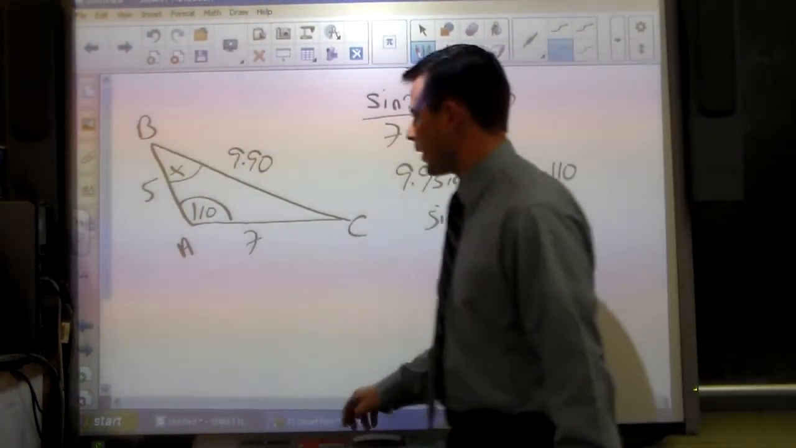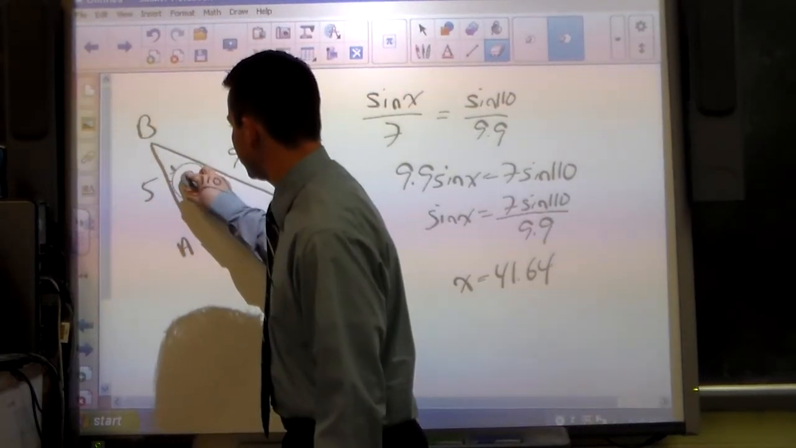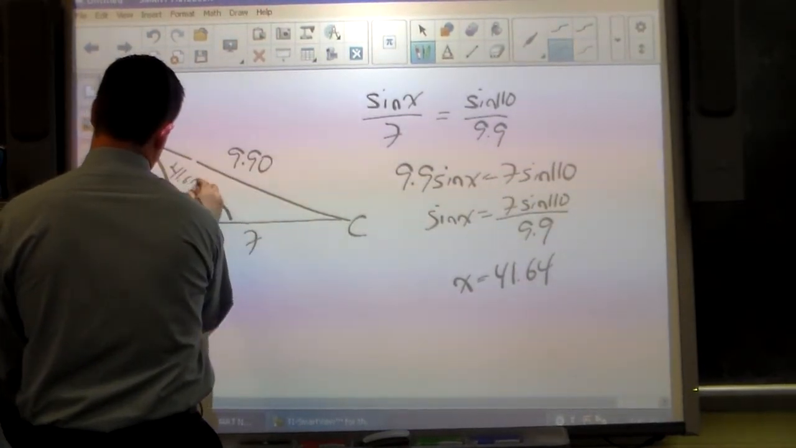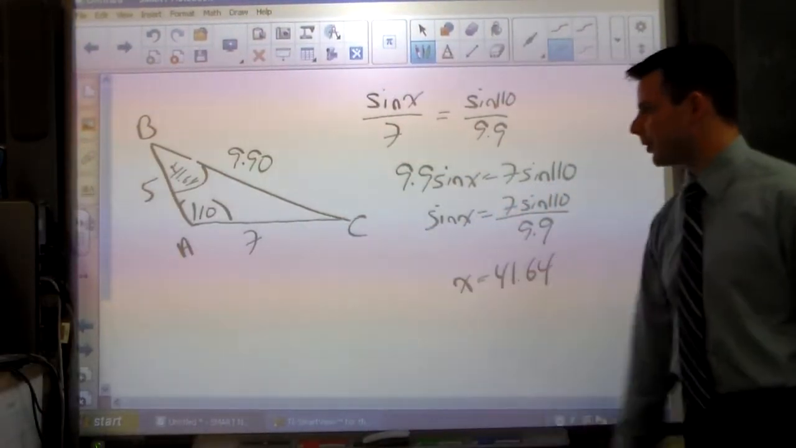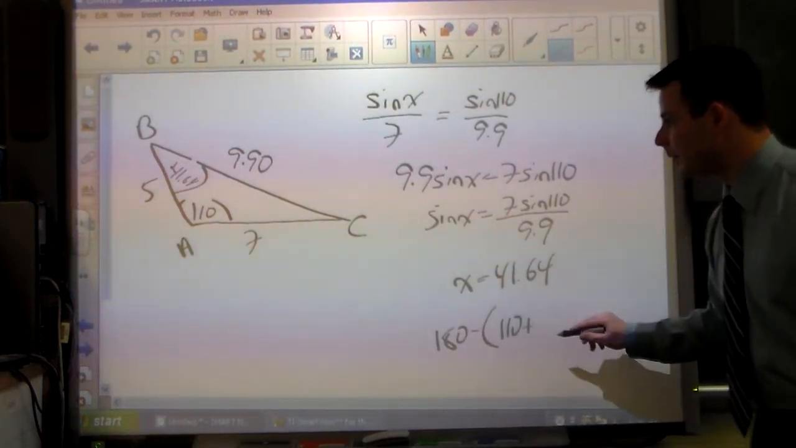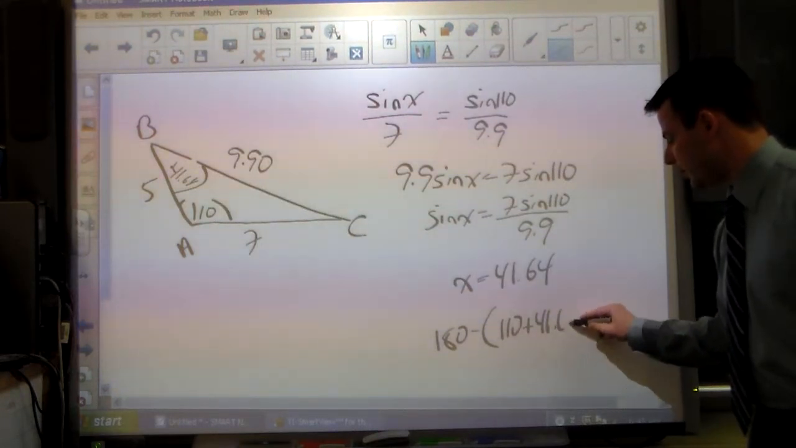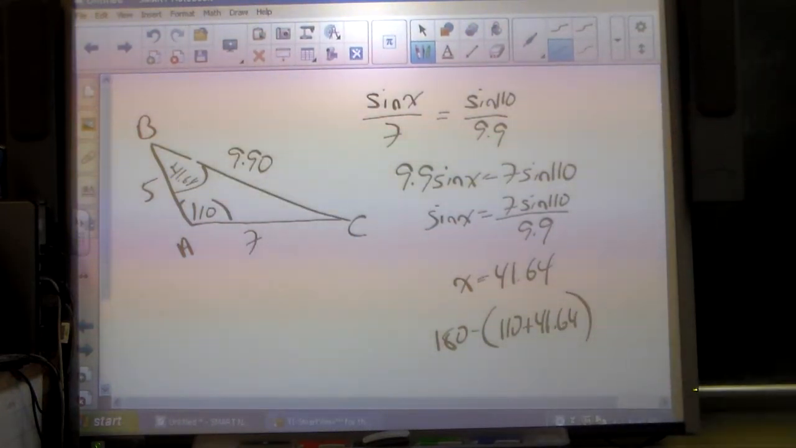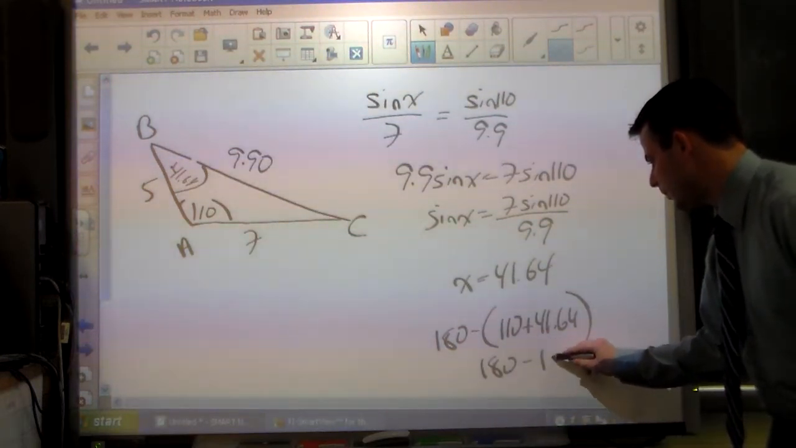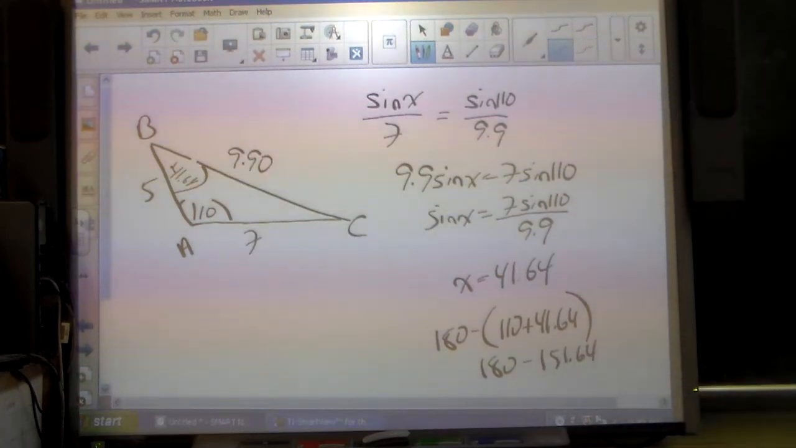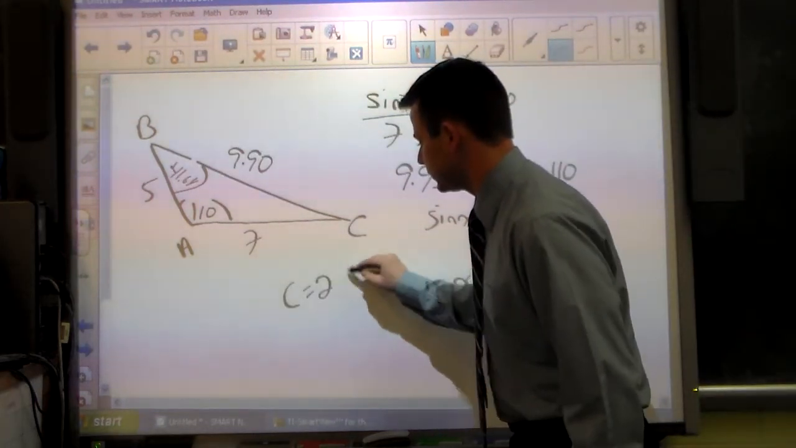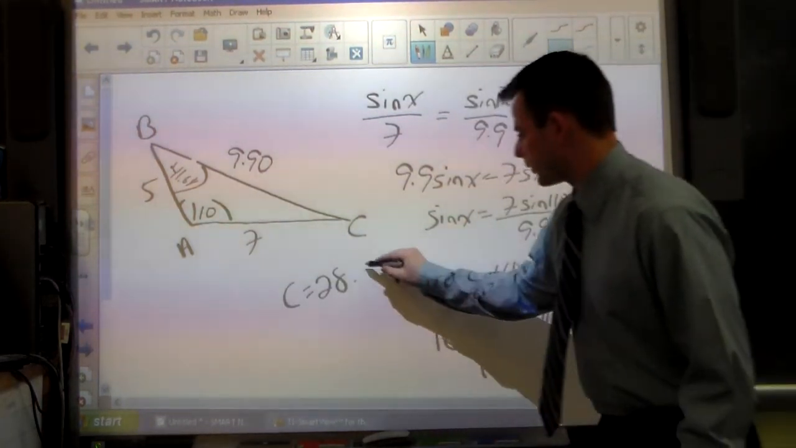So now we have the measure of this angle. We know that this angle now is 41.64. Now to solve for the other angle measure, it's 180 minus 110 plus 41.64. So 180 minus 151.64, which is 28.36.